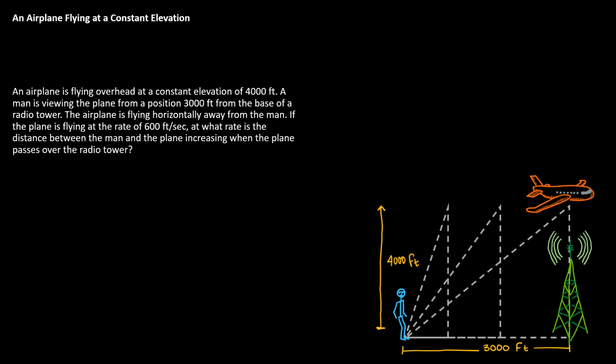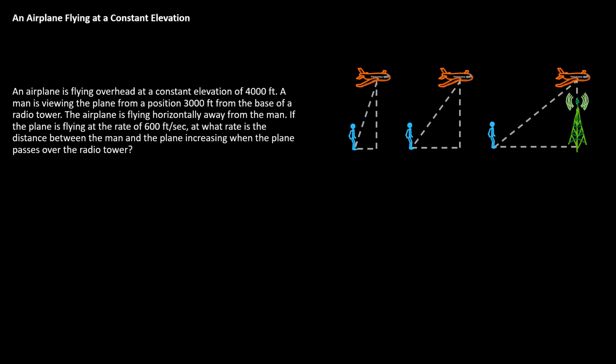The distance between the man and the plane could be represented diagonally or horizontally. I've drawn right triangles at 3 different snapshots in time. I'm going to separate those to make my little diagram. So at some point the plane just passed over the man. We have a right triangle to represent that. As time goes on, the plane gets further away, so I have a different triangle. And then at the very last snapshot in time, I've drawn a picture where the plane is perfectly above the radio tower.